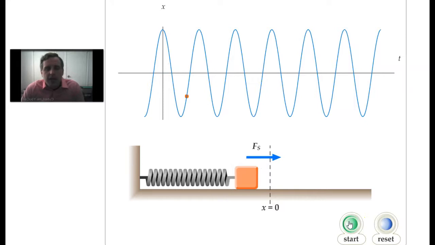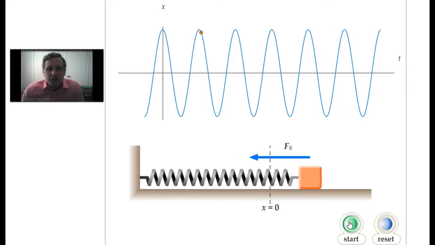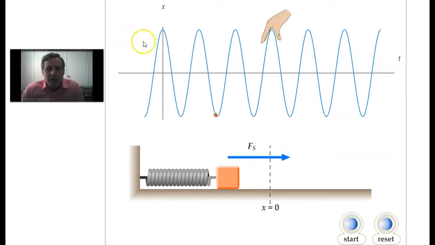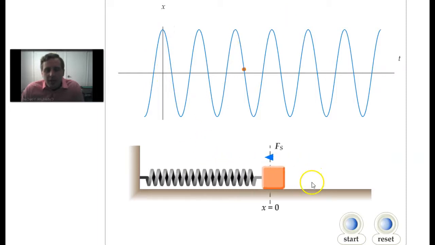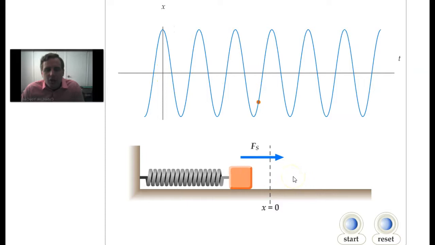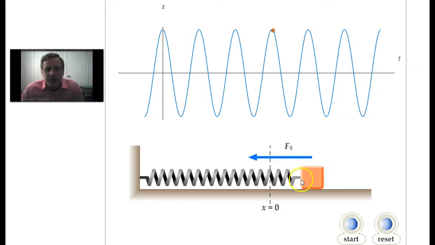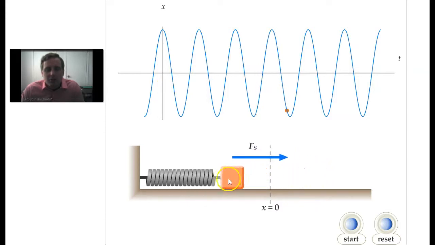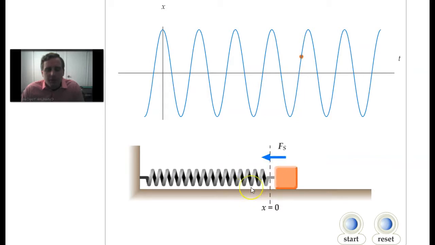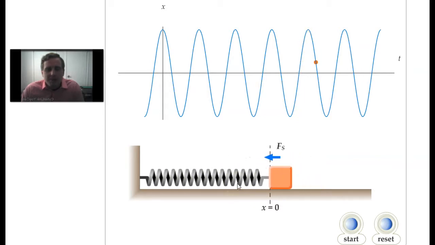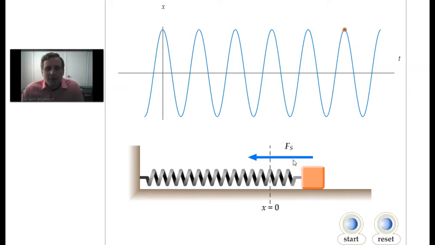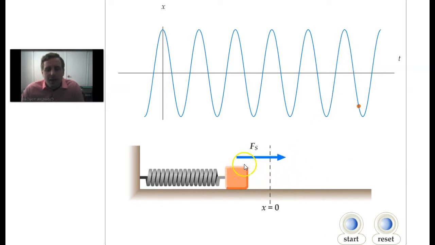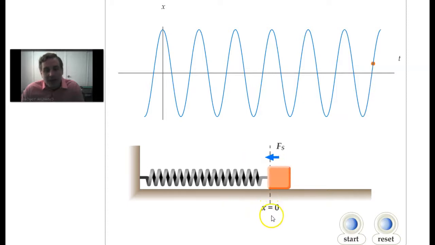So it is indeed oscillatory motion that follows a cosine curve. Let's examine. When the spring is maximally elongated, the Hooke's law spring force is maximum magnitude to the left, bringing it back towards equilibrium. When the spring is maximally compressed, the Hooke's law spring force is maximally to the right, pushing it back towards equilibrium, which again is x equal to 0.